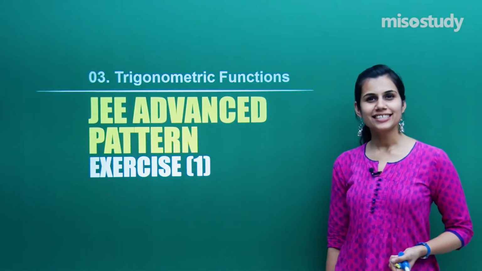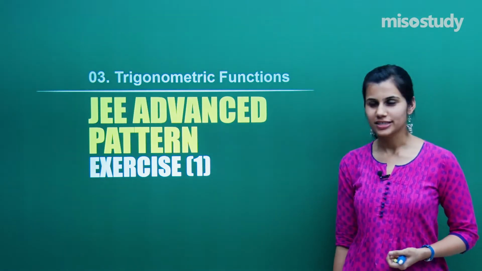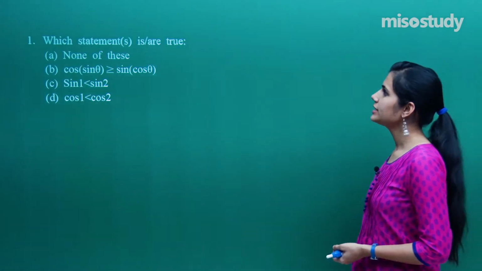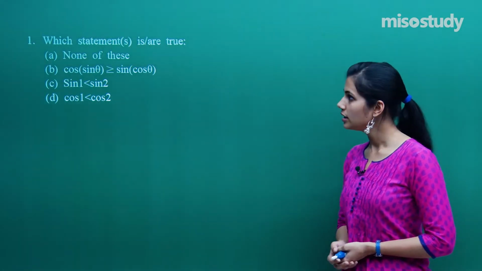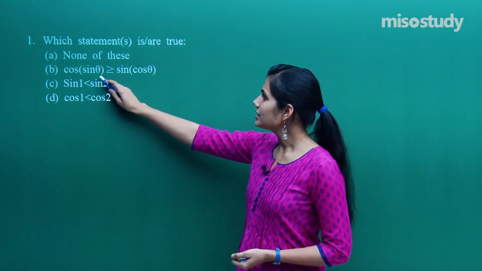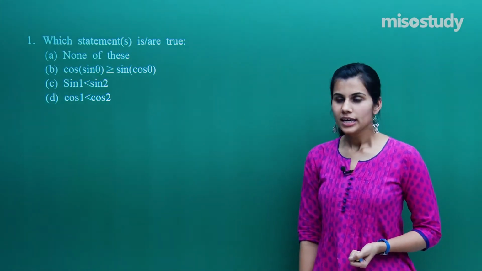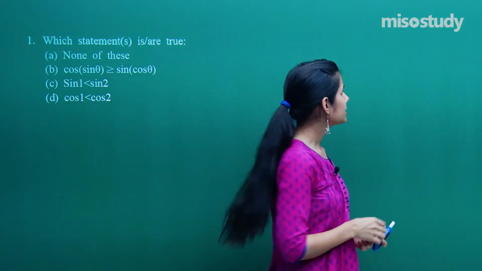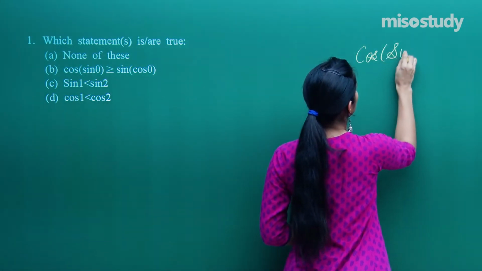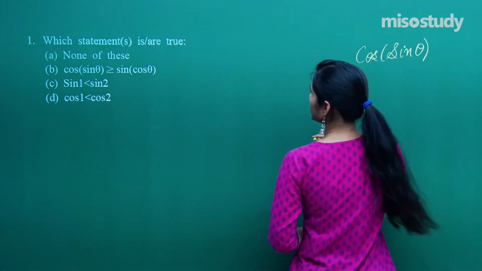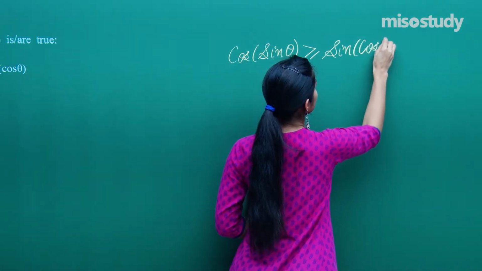Guys, let's discuss the questions based upon JEE Advanced pattern from trigonometric functions. The first question is saying which of the statement or statements is or are true. So, cos of sine theta is greater than or equal to sine of cos theta. Now over here, mind it, it is given to you whether this is true or not.